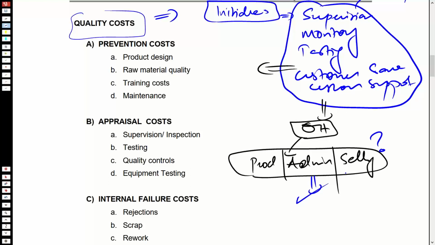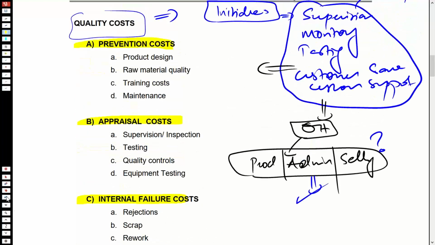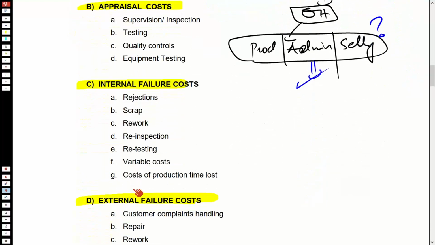Now, let's move a bit forward and discuss a bit further. The quality costs are categorized into four headings. What are those four headings? They include the prevention costs, the appraisal costs, the internal failure costs, and the external failure costs. That is all that is included in the quality costs.